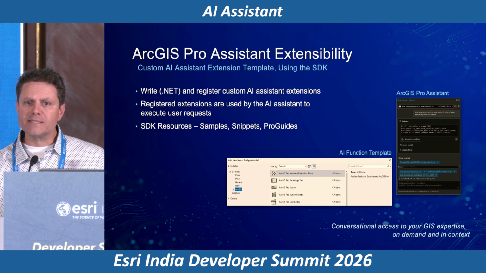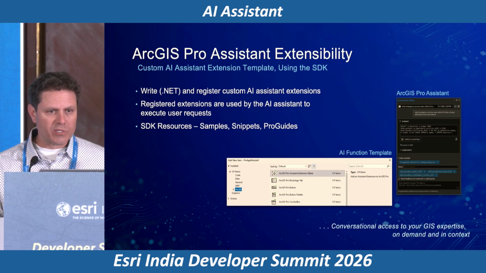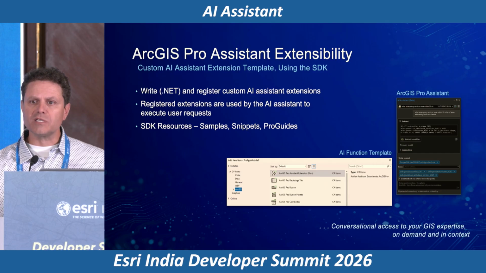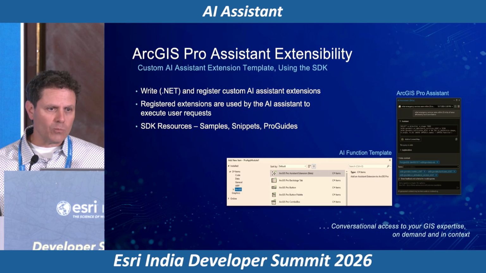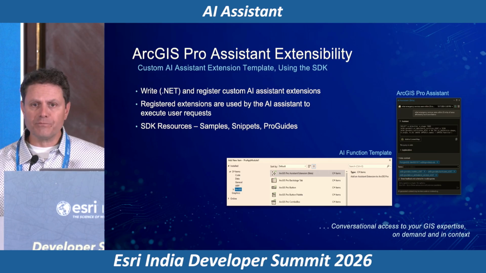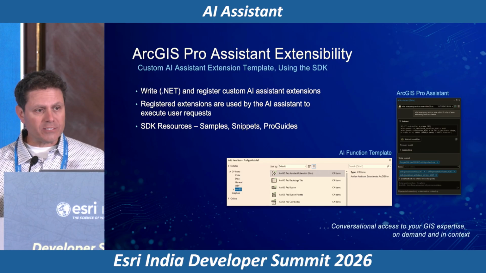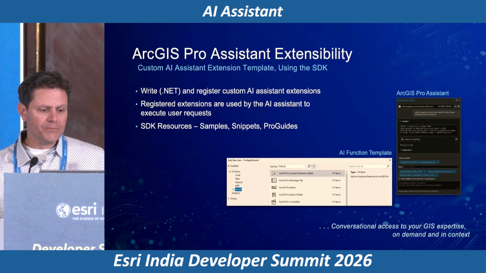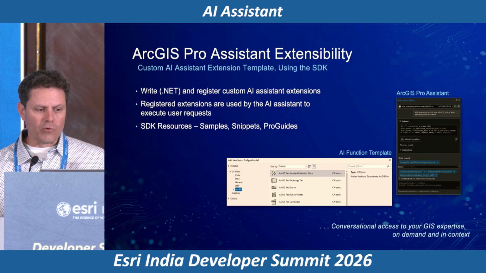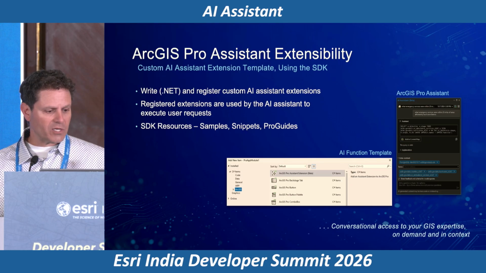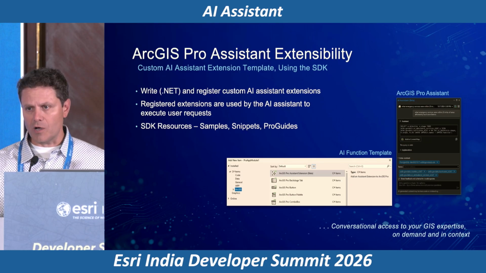However, there may be tasks and actions that you as developers don't see that Pro supports that you would like to implement. And the Pro Assistant itself sits upon a framework that allows you to do that. So you can use the .NET Pro SDK and write custom AI extensions so that the assistant can do things that it can't by default as it comes with the software.